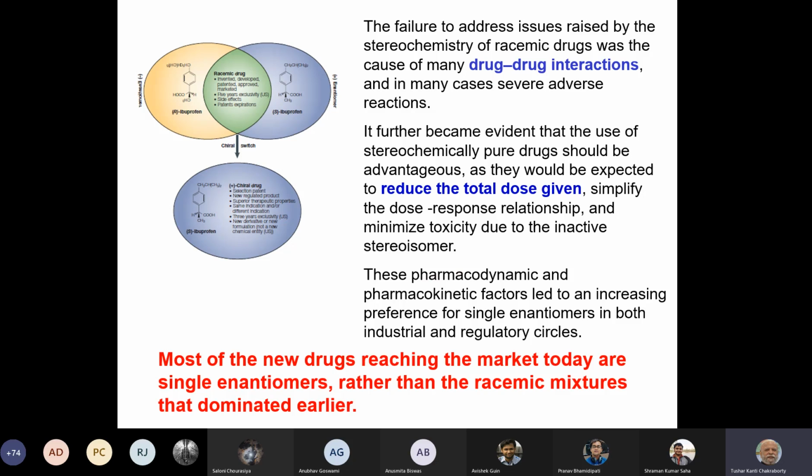And as I said, you reduce the total dose given. Suppose with a racemic mixture you give 500 milligrams, but 250 milligrams is not required. So you can give only 250 milligrams to the patient, and drug loading will be much less.